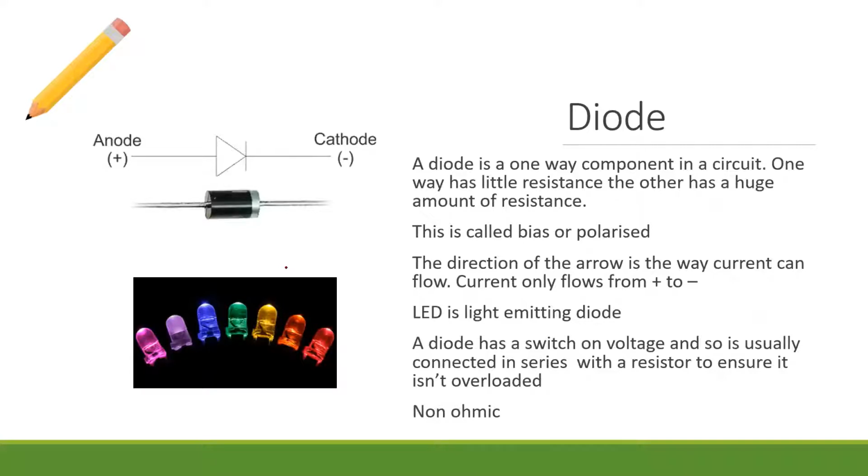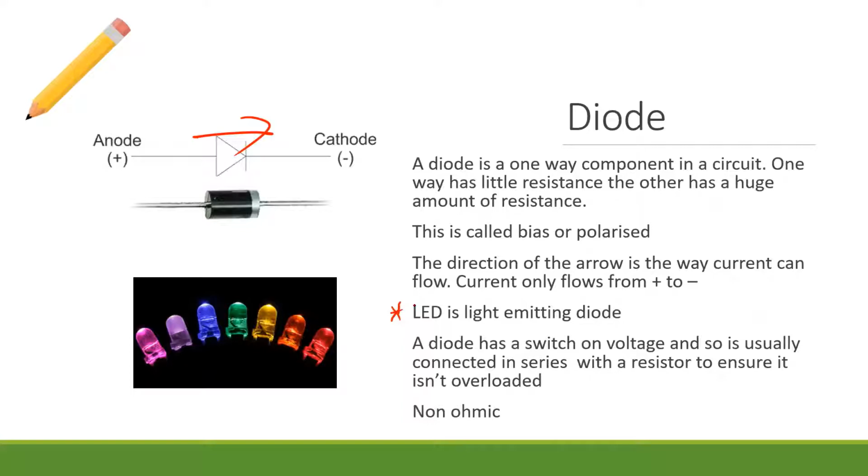The diode is a one-way component, therefore it only allows current to go through one way, left to right or right to left, depending on how it's shaped. An LED is a specific kind of diode. It's a diode that happens to glow, and it doesn't follow Ohm's law. It has a switch-on voltage.